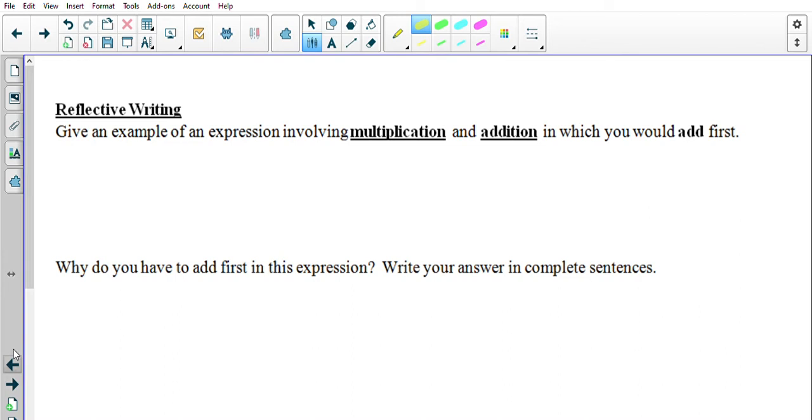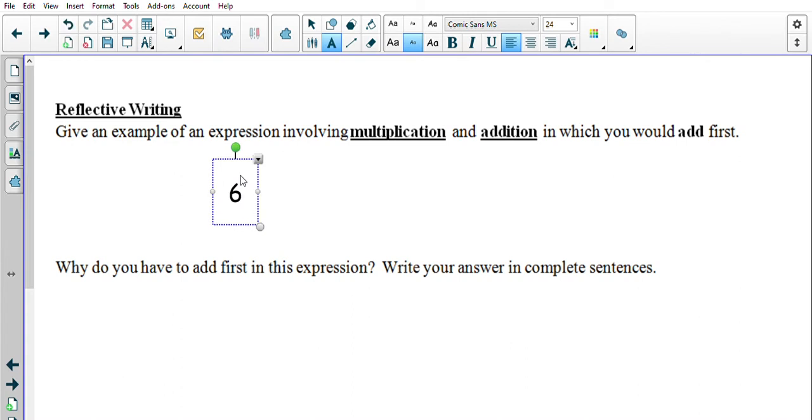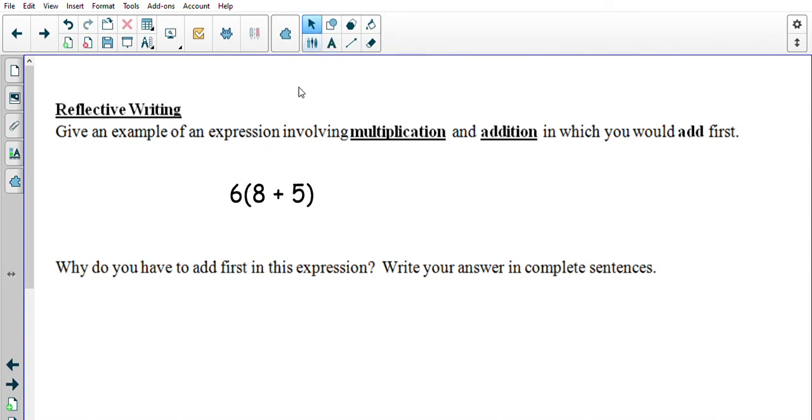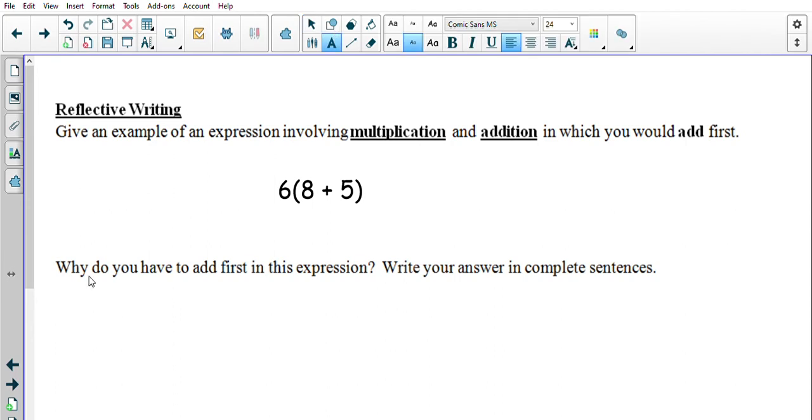So I don't know what example you came up with because obviously you're doing this on your own, but let me give you an example of something that would work here. You could have something like 6 and then in parentheses 8 plus 5. That would be an expression where you would need to add first, and the reason why is because you have the addition in parentheses. So even though multiplication typically comes first, since you have your addition in parentheses, you would do that first.